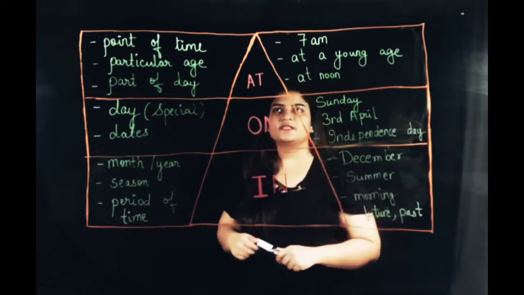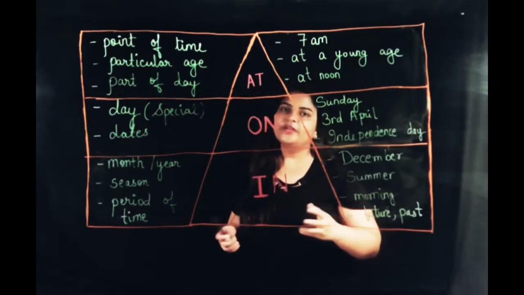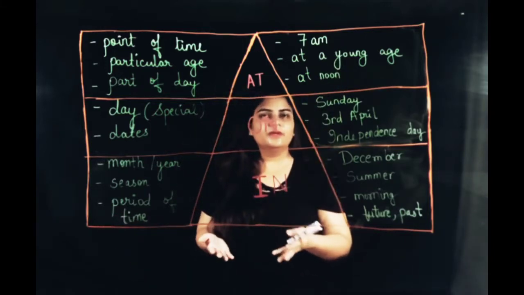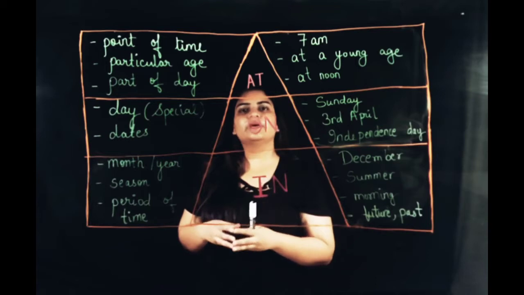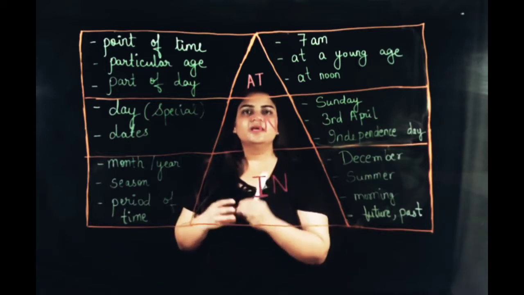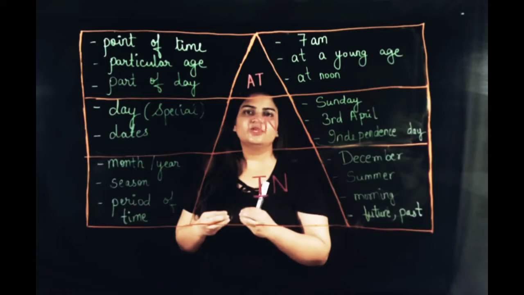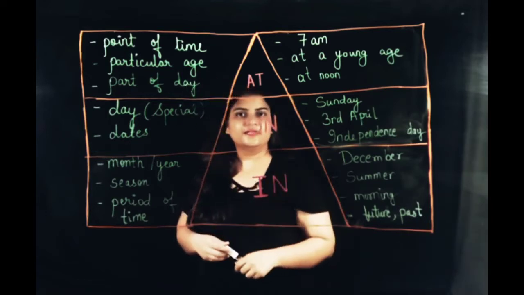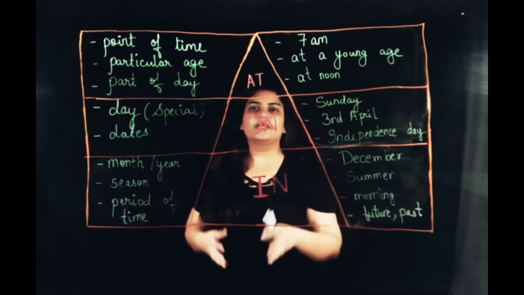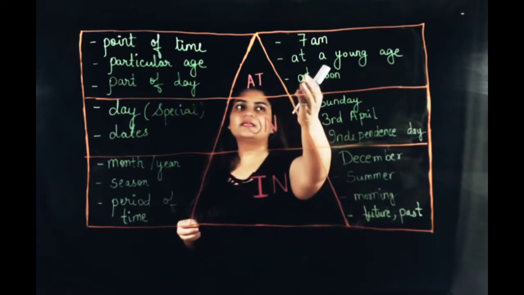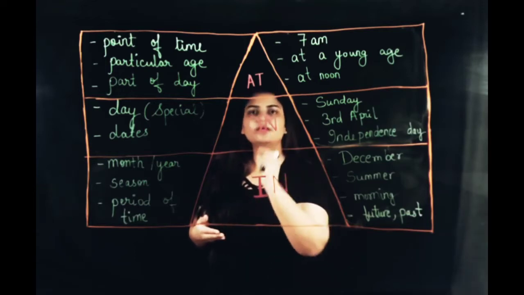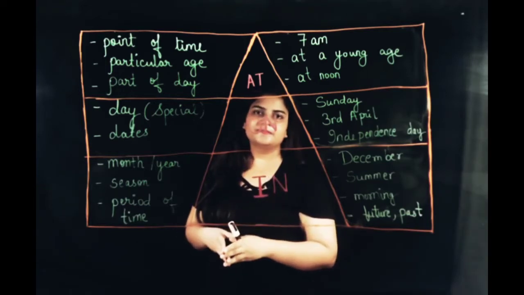So the first case is the point of time. Point of time means, as you can see here, at 7 a.m., at 8 a.m., at 1 p.m. So when we mention the exact time, the point of time, we use at, because it is the smallest part of the time that we are mentioning. Or particular age. When we tell about the particular age, like at 5, at 6, at a young age, so when we discuss age and a particular number before that, we use at.